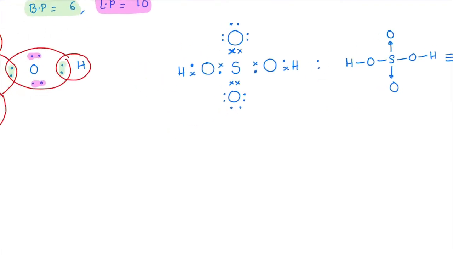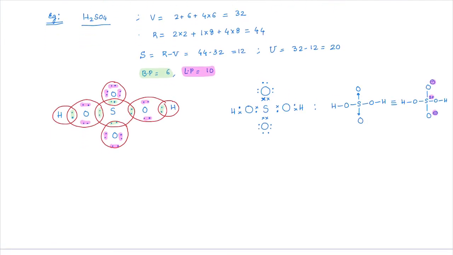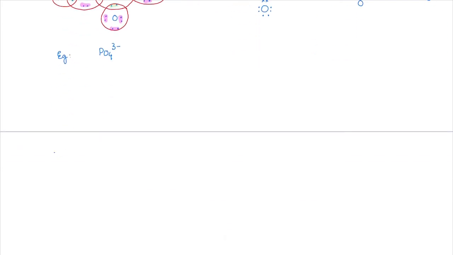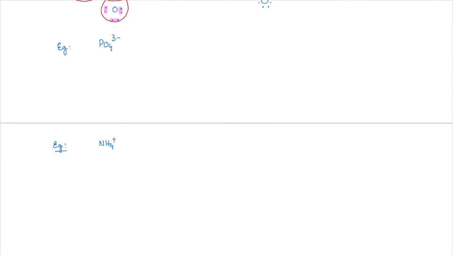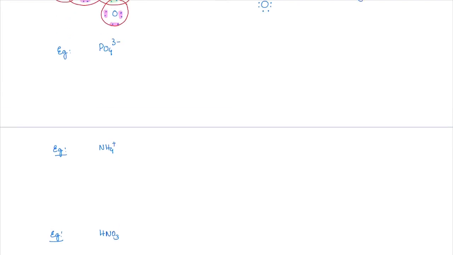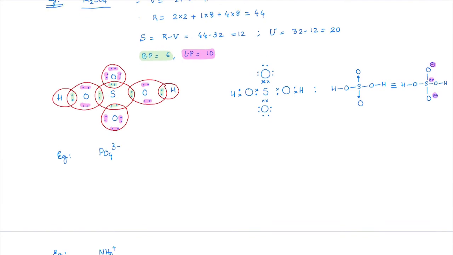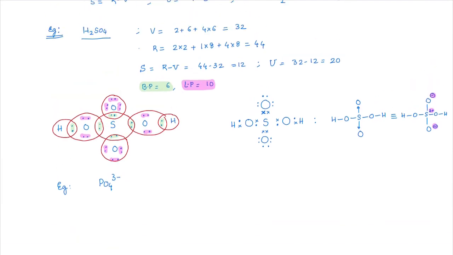Now I would want you to try in a similar way, with the same data, the way I have figured it out, I want you to work out PO4 3 minus, NH4 plus, and this is very, very important, HNO3. These three structures are very important. Please try this now. I'll give you 2 minutes. Please write in a similar way. First calculate the valence electrons. From that you can get the steric number. Write the dot line structure and work it out. Please try that.